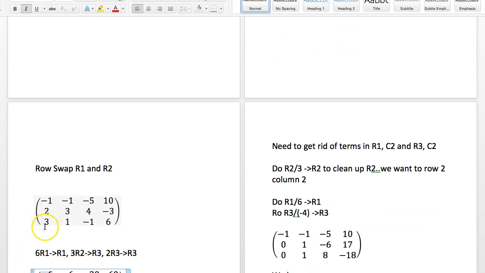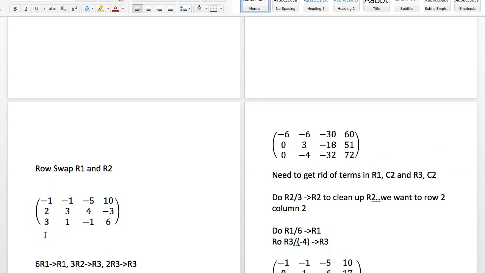Now the next thing we're going to do, pay attention to column 1. In column 1, I need the least common multiple for column 1.